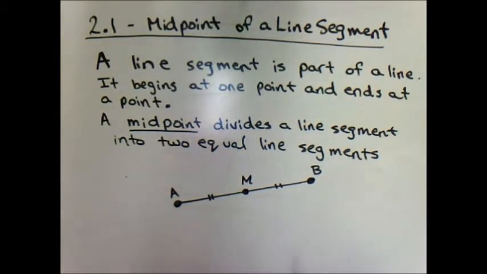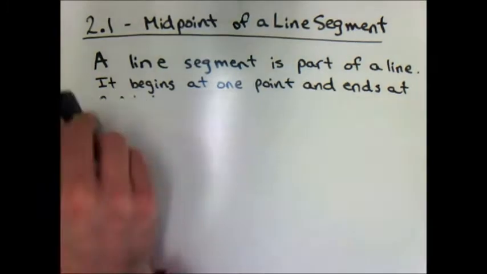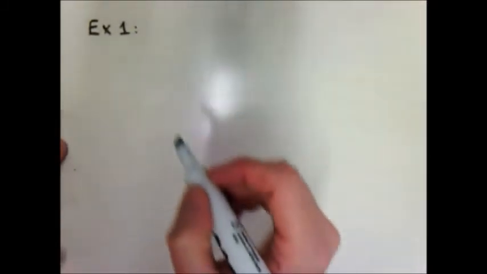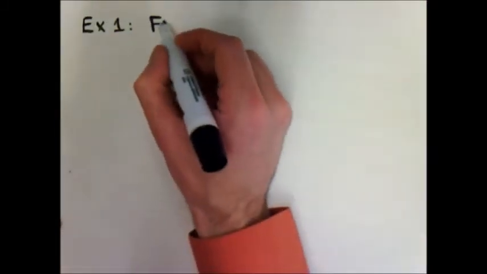So let's say we were on a Cartesian grid, that is our graph paper, and we have 2 points, and between the 2 points is drawn a line segment, and we need to find the middle of that line segment. What would we do? Ready? Example 1. Find a midpoint.